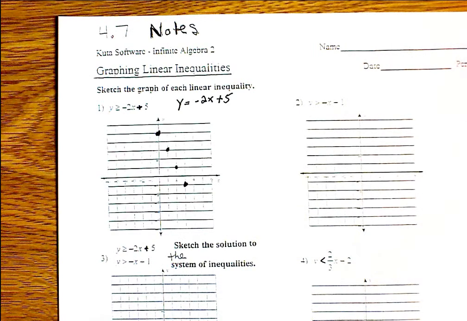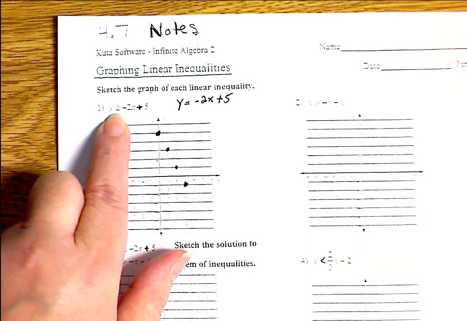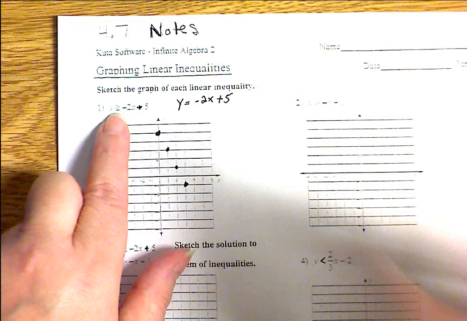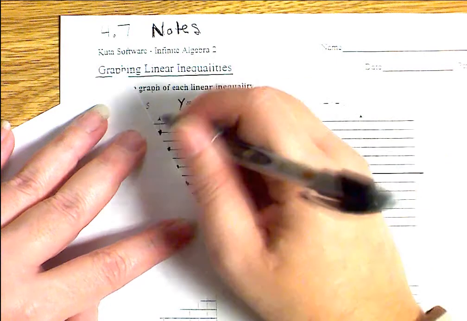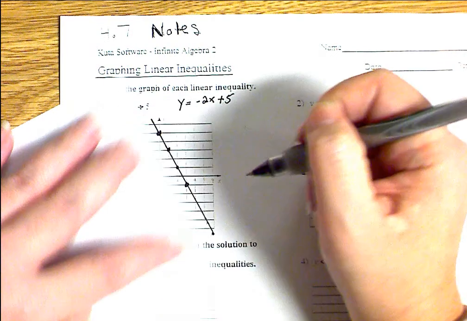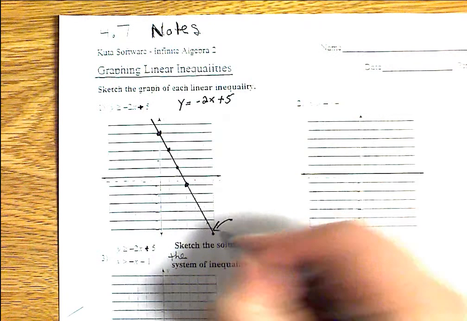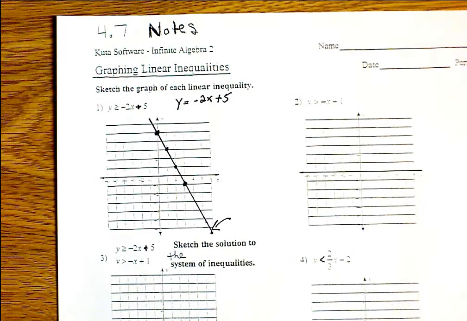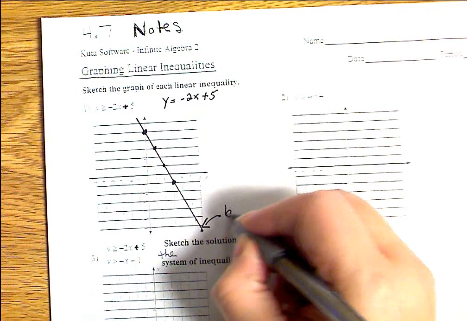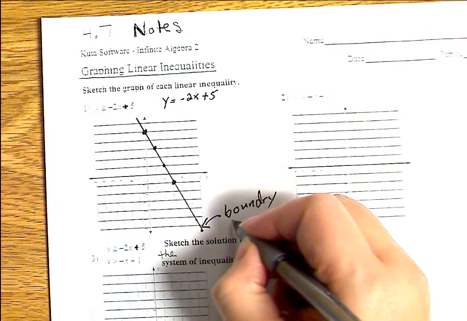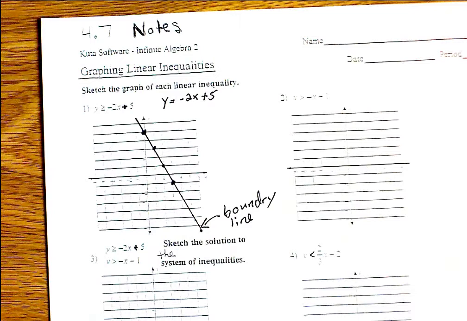After you have that, you want to make sure you look. This says equal to, so that means it's going to be solid. So I'm going to make a solid line right here. This line, ladies and gentlemen, is called your boundary line. And your boundary line is included because it is equal to. Alright, so your boundary line is equal to, so that is included.